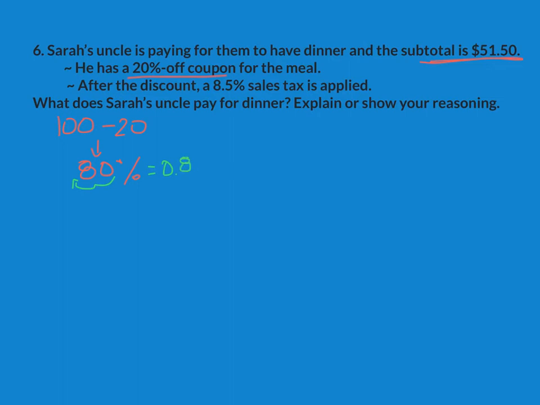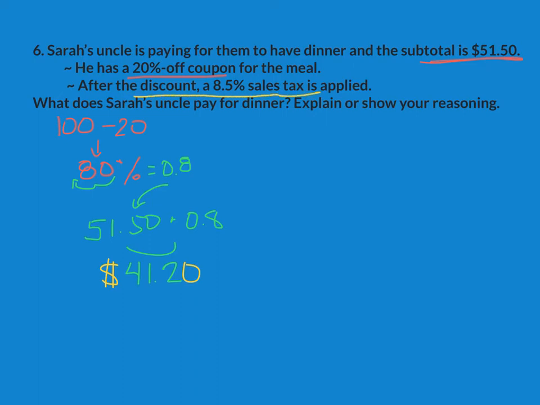0.8 as the decimal. I am simply going to multiply that times the subtotal, so 51.50 times 0.8. Use your handy dandy calculator. The answer you should get is 41.2. Of course, this is money, so I'm going to write it like that, $41.20.